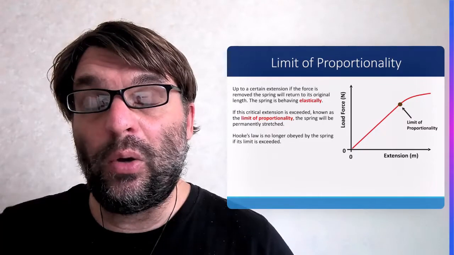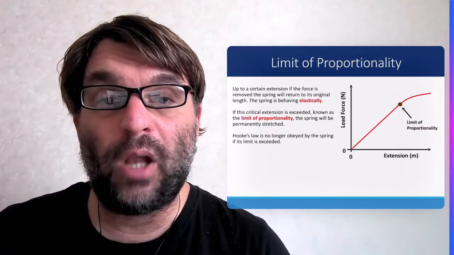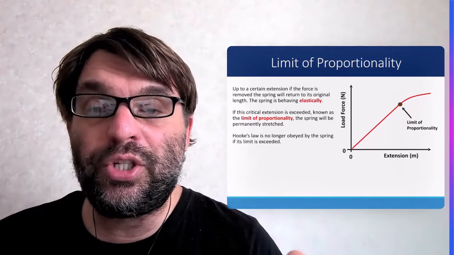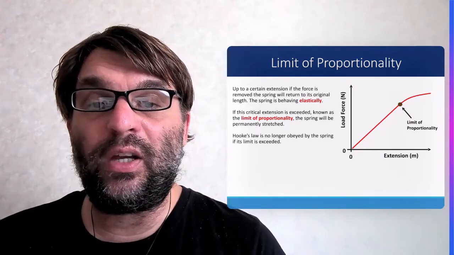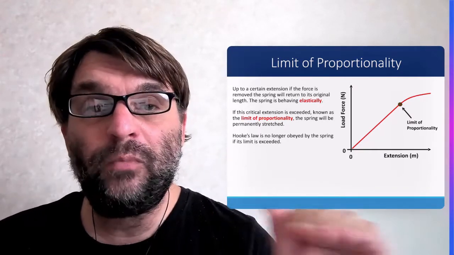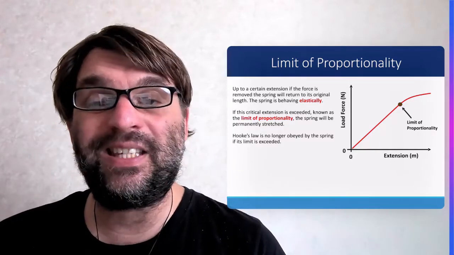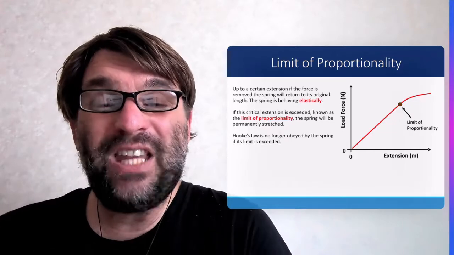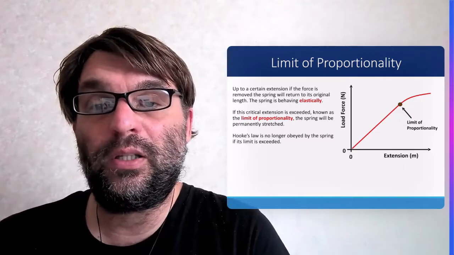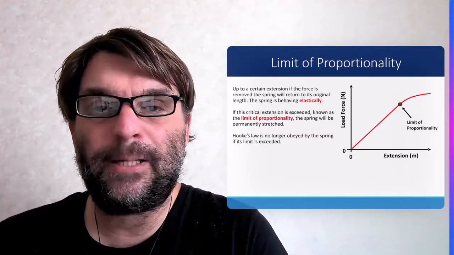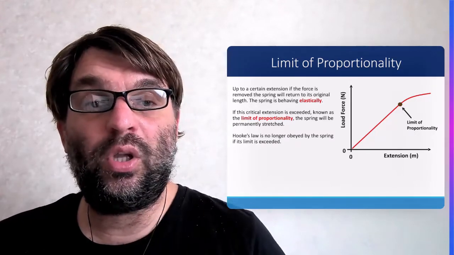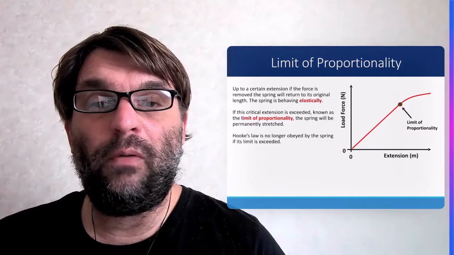There is a point, though, where Hooke's law no longer applies. Basically, as you add the loads, you'll see the extension increase in a linear fashion, to a point where it doesn't anymore. It's no longer a straight line. That's known as the limit of proportionality, and you've basically broken the spring. It's now permanently stretched. It's no longer elastic. And that means you can no longer apply Hooke's law. That's known as the limit of proportionality.